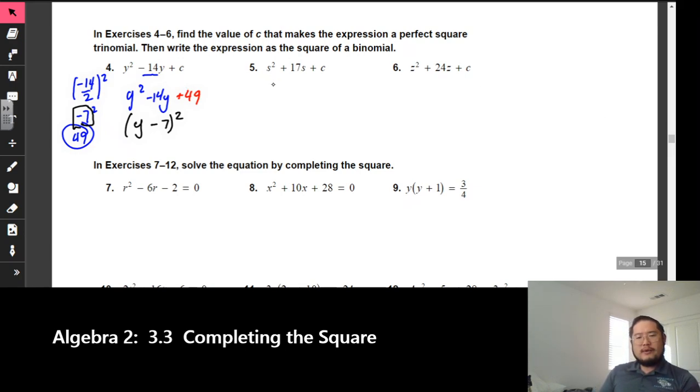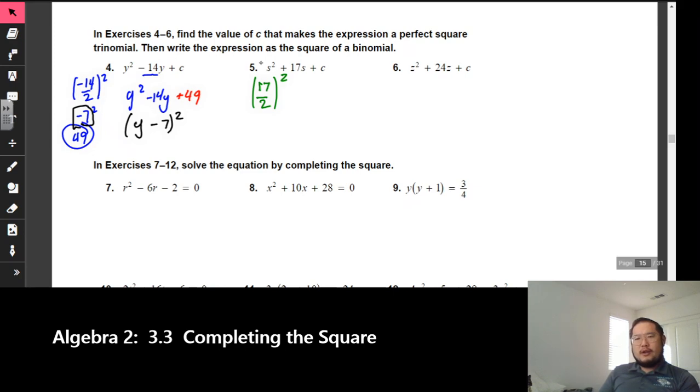Let's try that again with number 5. So remember, to find that C term so that we can come up with a square of a binomial, or a binomial square, take the B term, 17. We'll divide it by 2. Now, if you cannot simplify it nicely, don't. Okay? Don't do anything. You don't want any decimals. We have to keep it in fractional form.